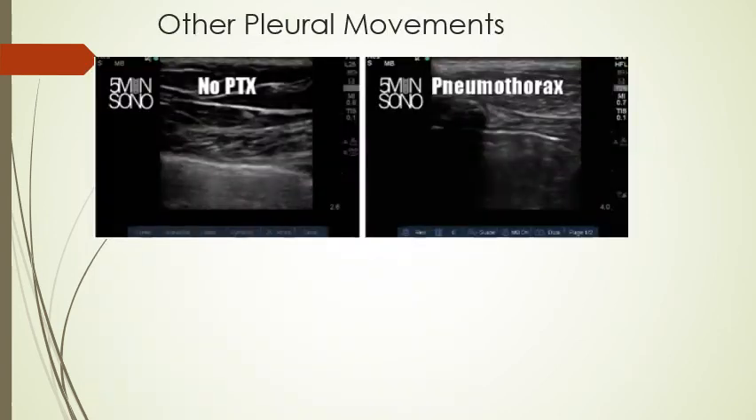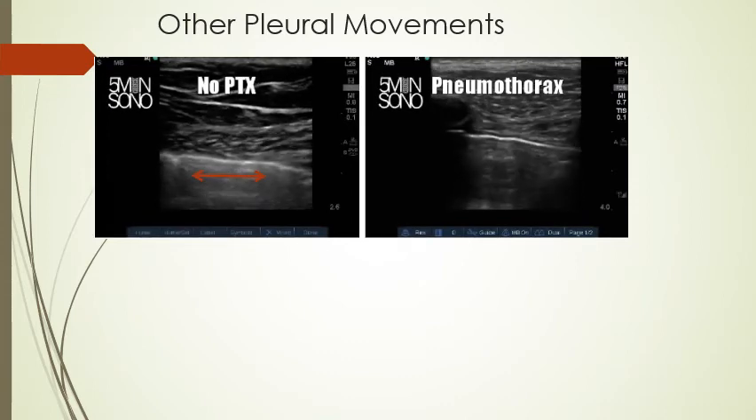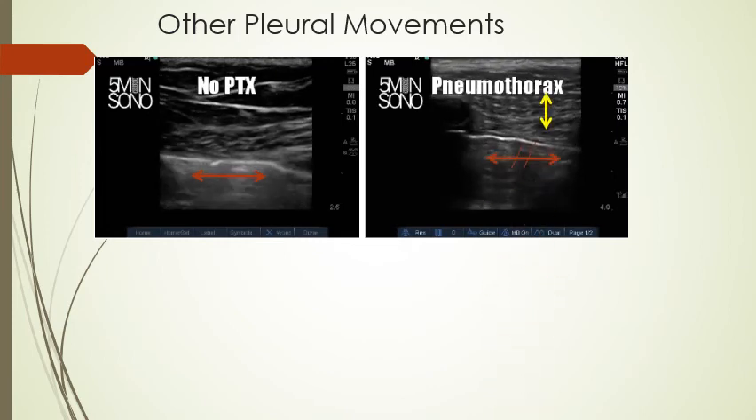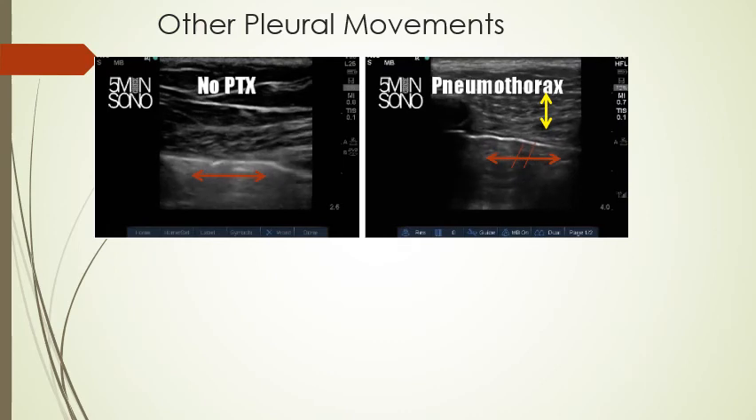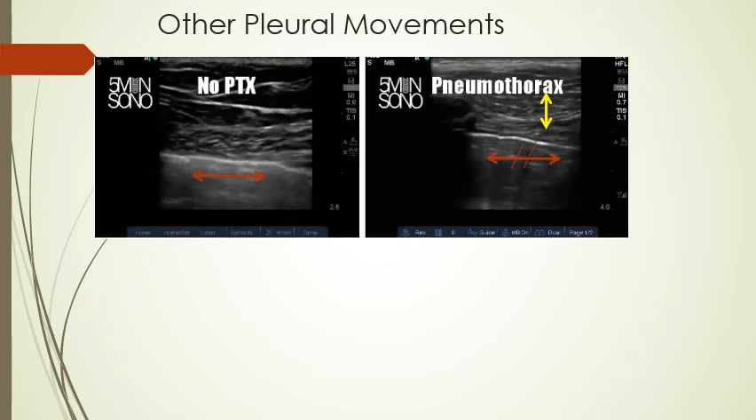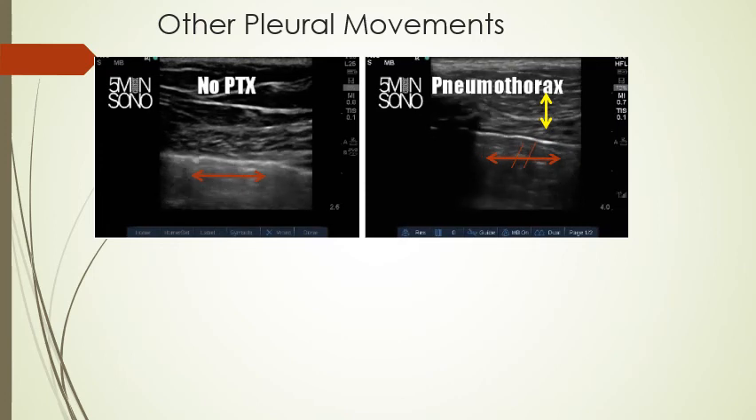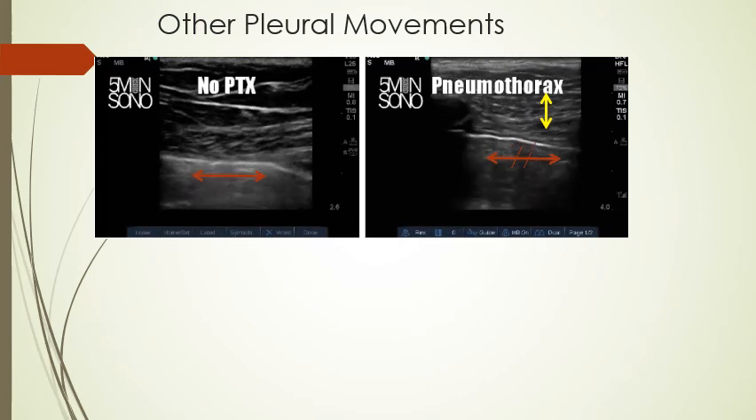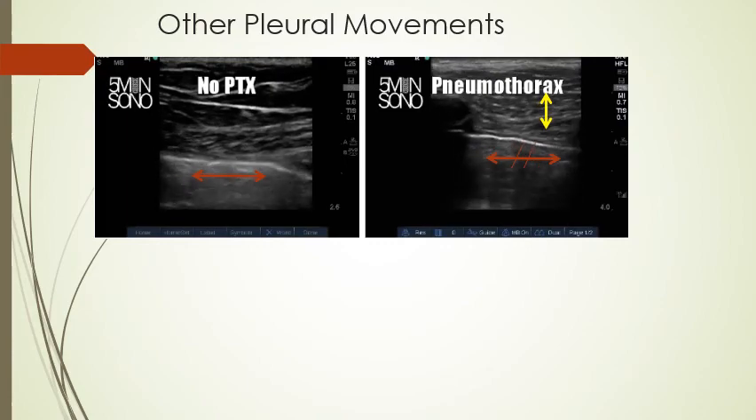It is important to be able to distinguish lung sliding from other pleural movements. On the left side, we note regular lung sliding. However, in a patient with a pneumothorax, we see here that there is no lung sliding going left to right, but instead there is tugging of the pleural line upward. This represents a patient who is dyspneic, using his intercostal muscles to try to breathe. Therefore, upward movement of the pleural line does not equate to lung sliding.